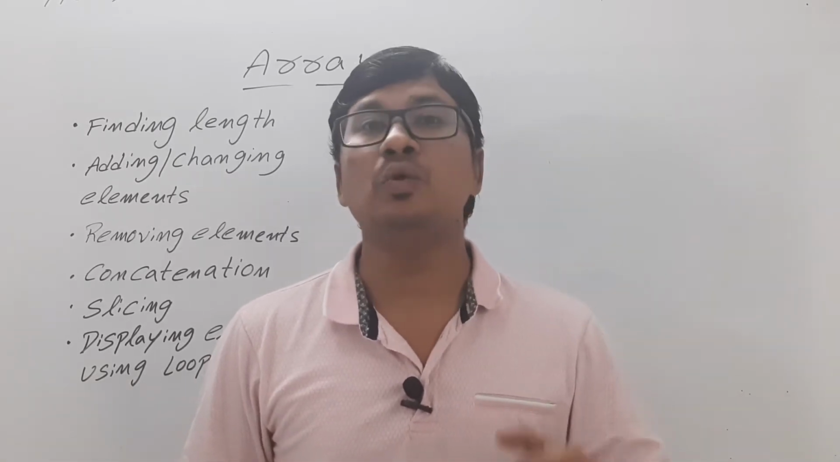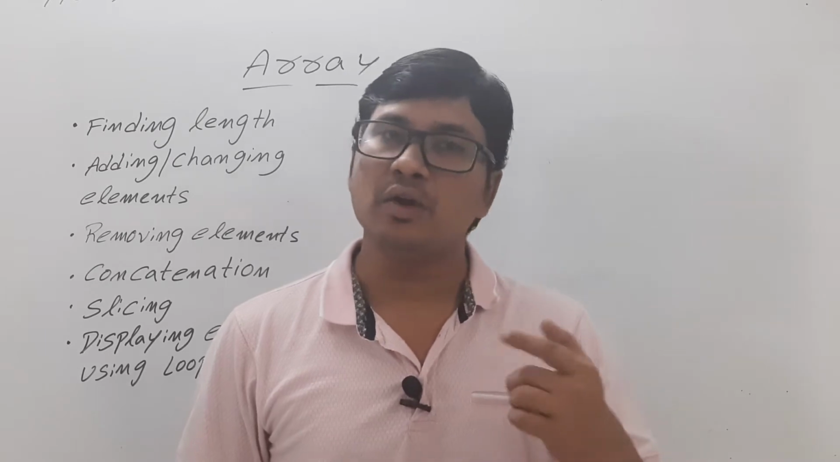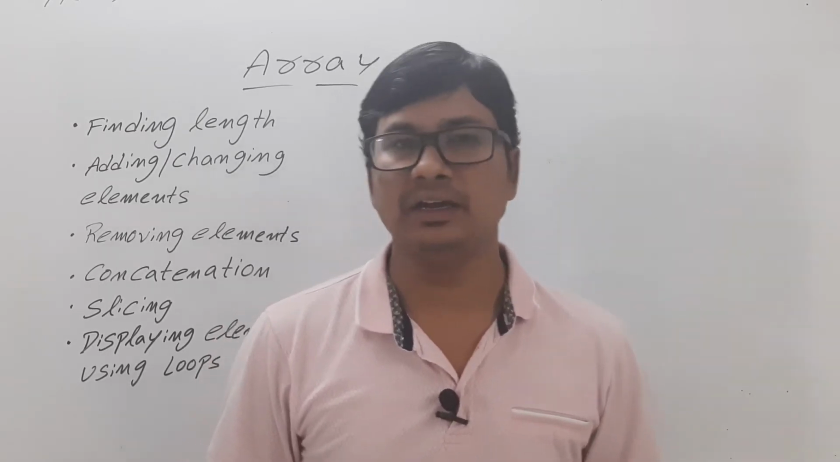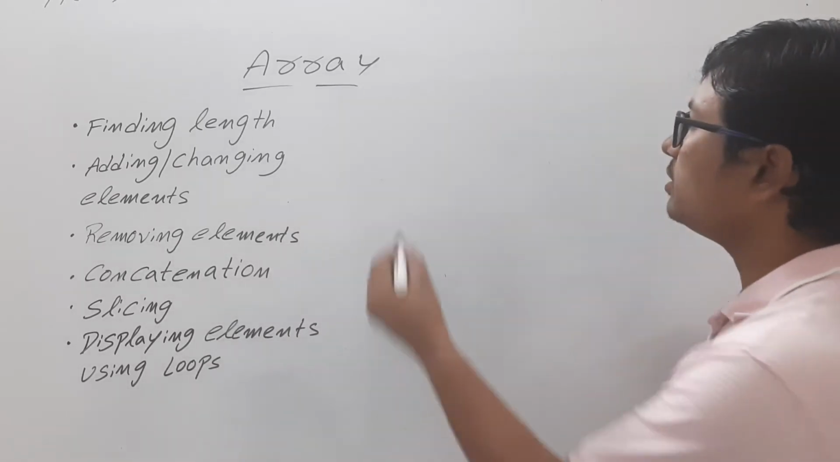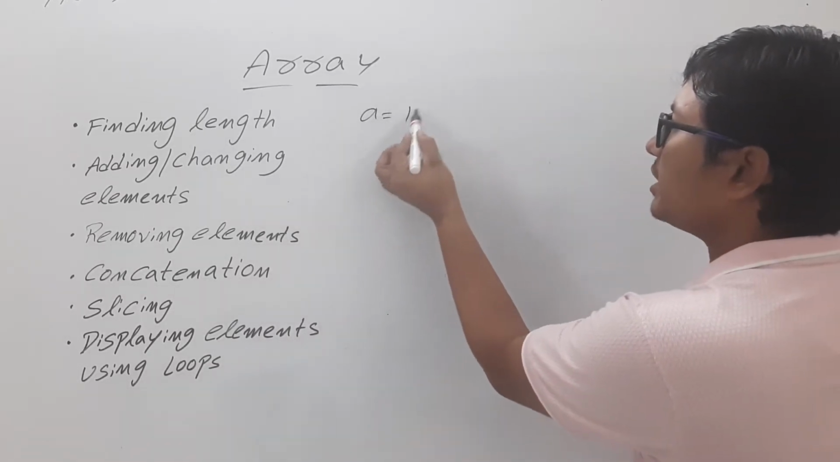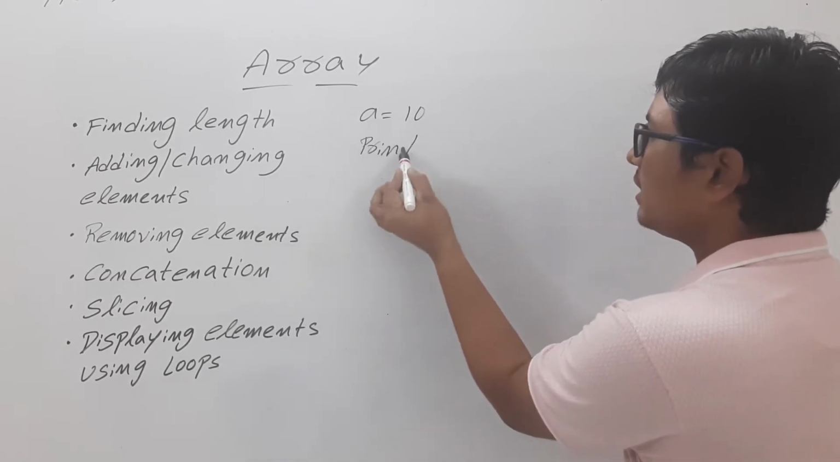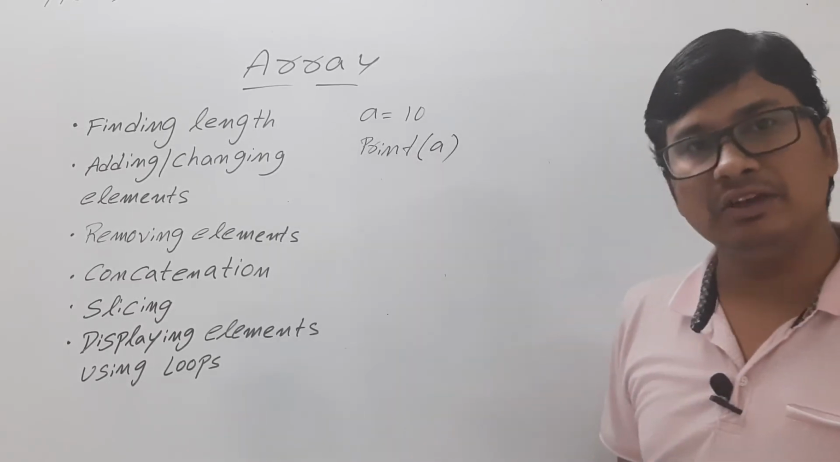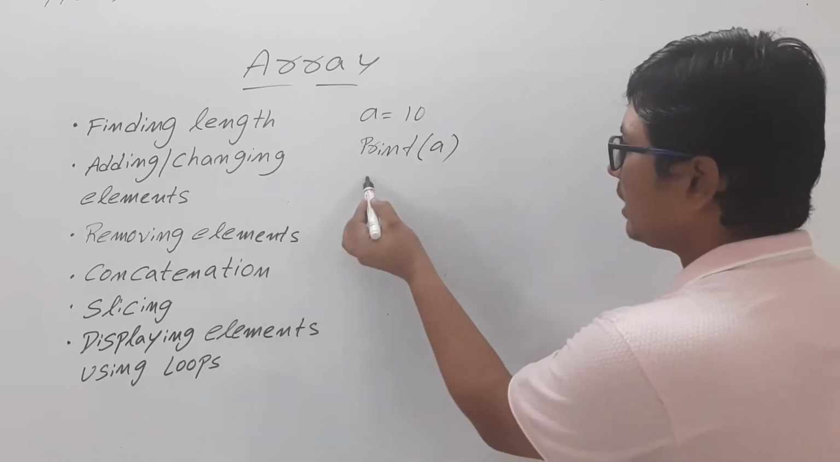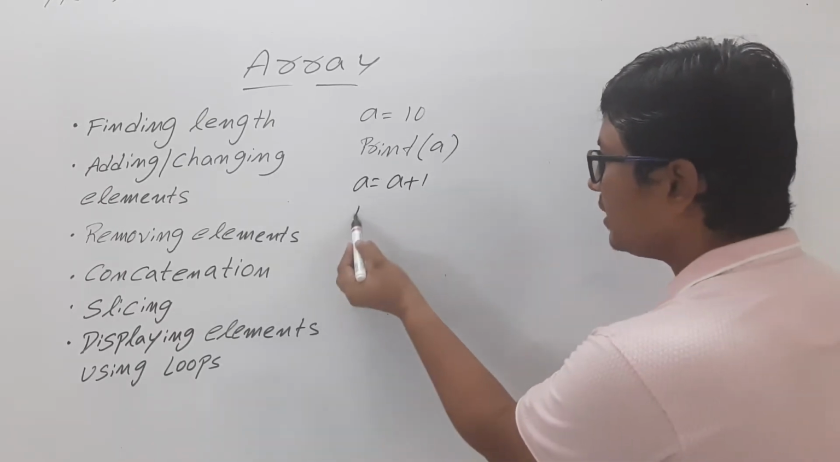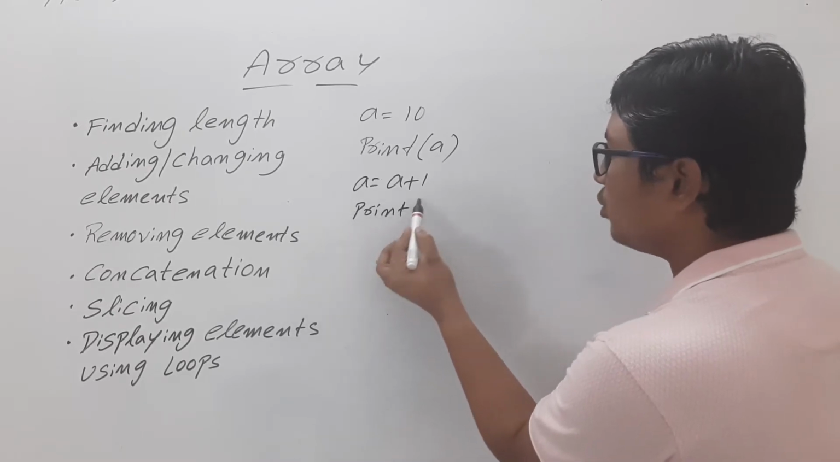First, let me discuss what the limitation of a variable is. Using a variable, we can store only one element. Look at this example. If I write a statement a is equal to 10, and if I write print a, now the value 10 will be displayed. If I write another statement a is equal to a plus 1, now if I print the a value, I will get the output as 11.